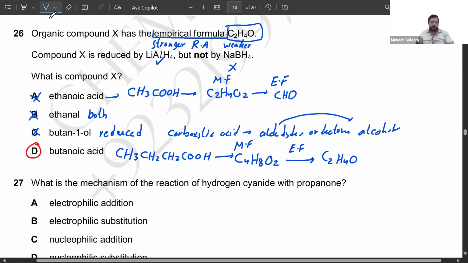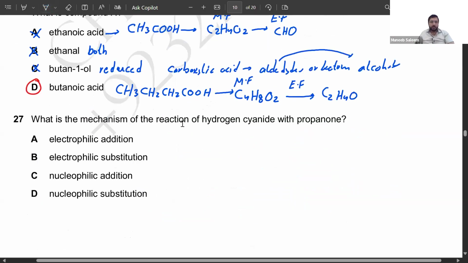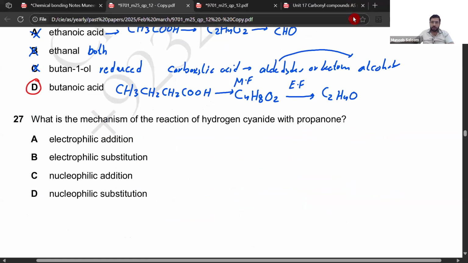Now question number 27. What is the mechanism of the reaction of hydrogen cyanide with propanal? Okay, so to decide what kind of mechanism it is, we have to look into the literature. So I will show you my notes.